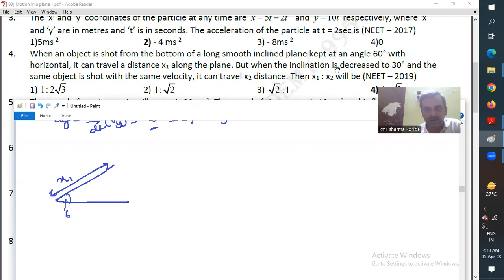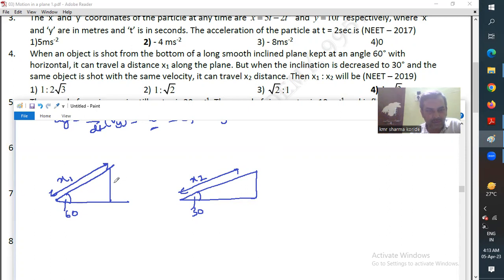But when the inclination is decreased to 30, this is 60. When the inclination is decreased to 30, so roughly this may be 30, and the same object is shot with the same velocity, it can travel x2. So we need to find the ratio of x1 and x2. This is the height of the inclined plane. So get back the formula of height of inclined plane.